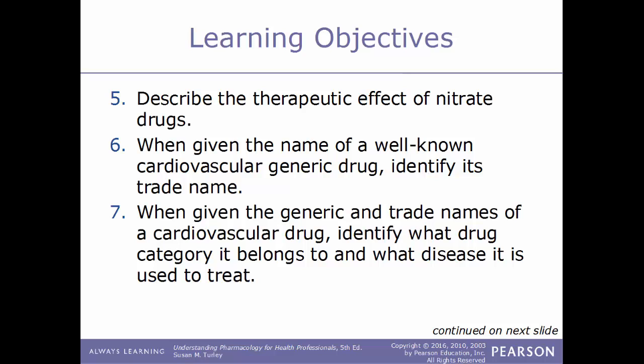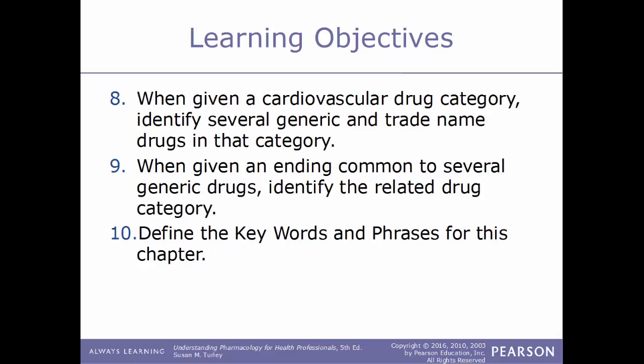When given the generic and trade names of a cardiovascular drug, identify what drug category it belongs to and what disease it's used to treat. When given a cardiovascular drug category, identify several generic and trade name drugs that fall in that category. When given an ending common to several generic drugs, identify the related drug category. And lastly, identify keywords and phrases for this chapter.